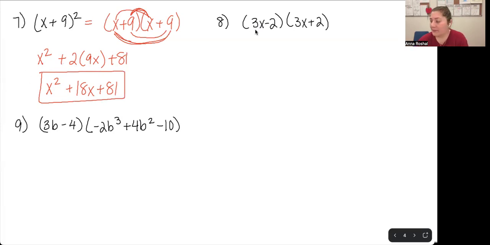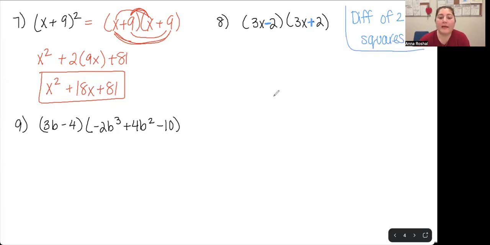In this particular case, we can tell that I have two of almost exactly the same sets of parentheses, except this one has a negative and this one has a positive. So I've got what's called the difference of two squares.